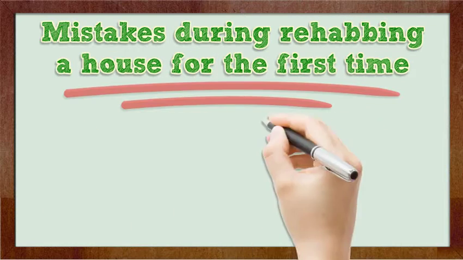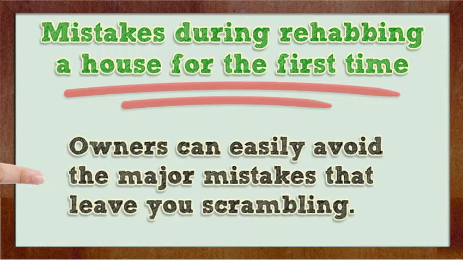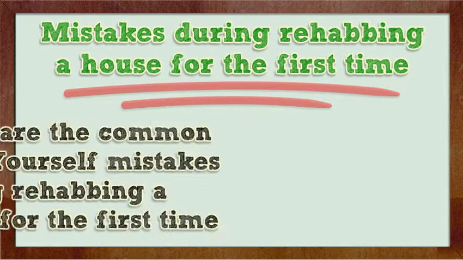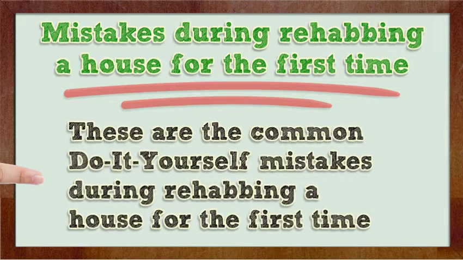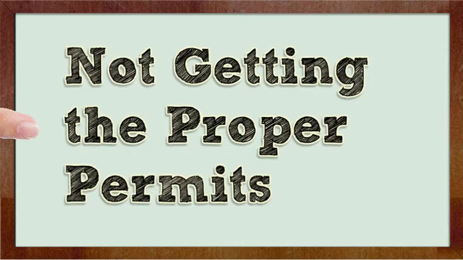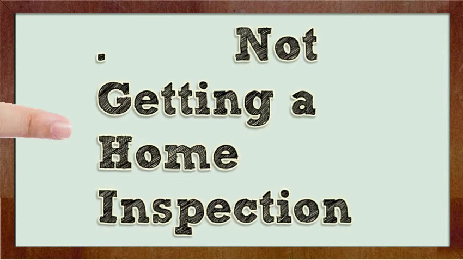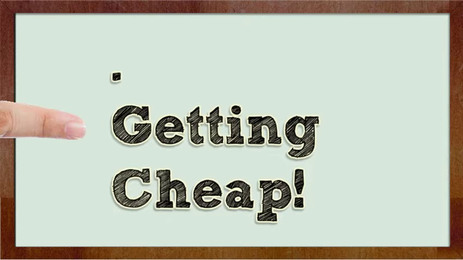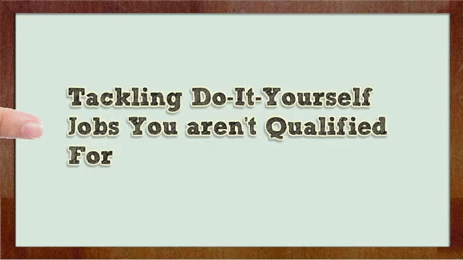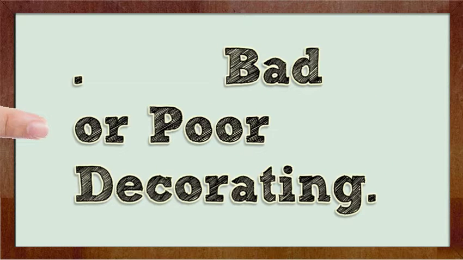Mistakes during rehabbing a house for the first time. Owners can easily avoid the major mistakes that leave you scrambling. These are the common do-it-yourself mistakes during rehabbing a house for the first time. Not getting the proper permits. Not getting a home inspection. Getting cheap. Tackling do-it-yourself jobs you aren't qualified for. Bad or poor decorating.